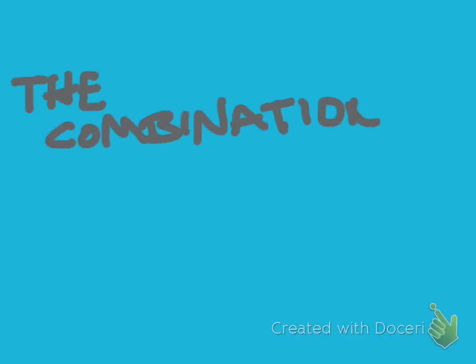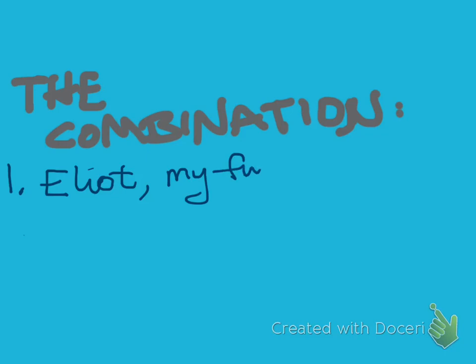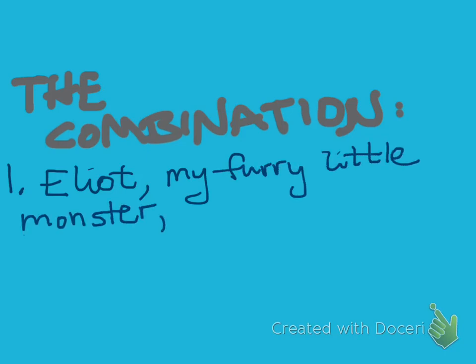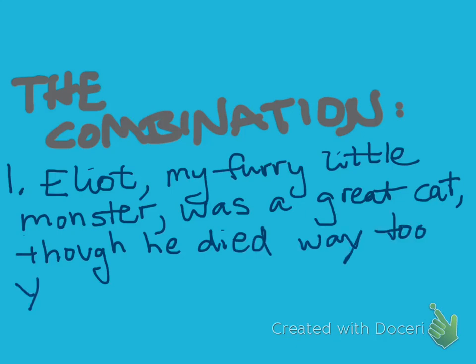The fourth kind of sentence, really the final one, is the combination sentence. And the combination sentence is a periodic sentence which also has strung along details. So those strung along details can be at the beginning or at the end or both. So take a look here at this sentence. Elliot, my furry little monster, was a great cat, though he died way too young.